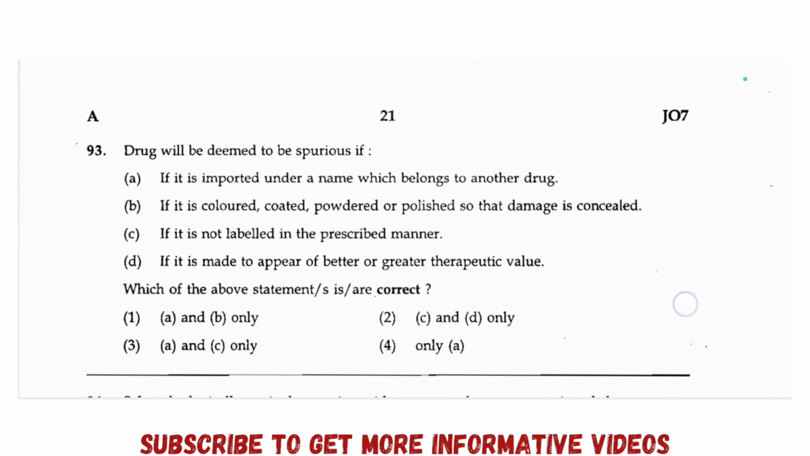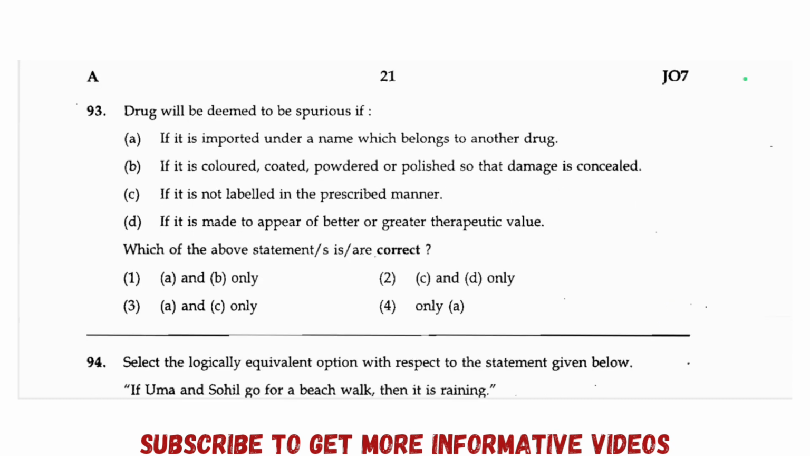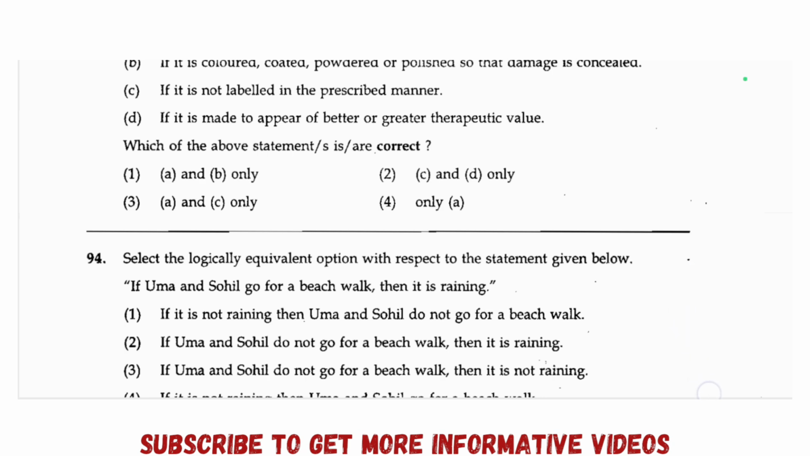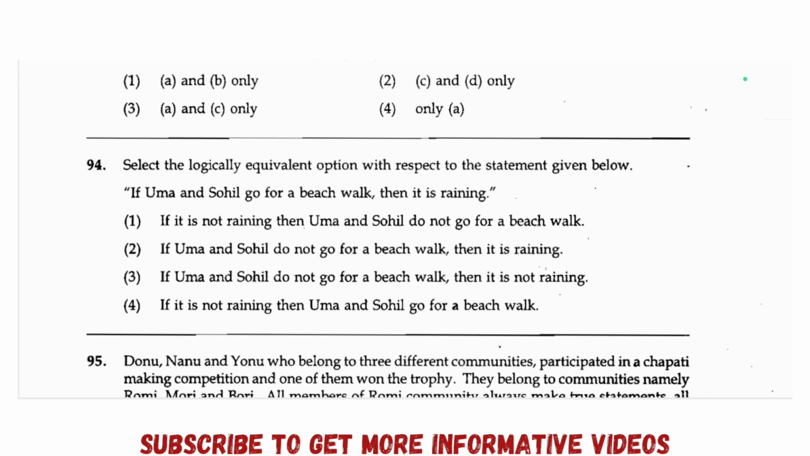Next, a drug will be deemed to be spurious: option A, if it is imported under a name which belongs to another drug. Option B, if it is colored, coated, powdered or polished so that damage is concealed. Option C, if it is not labeled in the prescribed manner. Option D, if it is made to appear of better or greater therapeutic value. So the correct option is option A. That means option 4, only A.